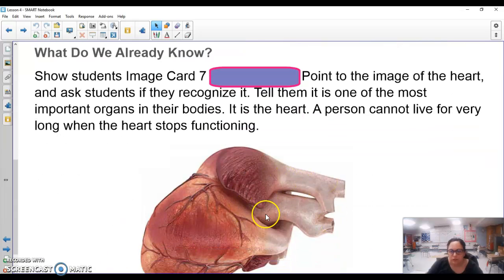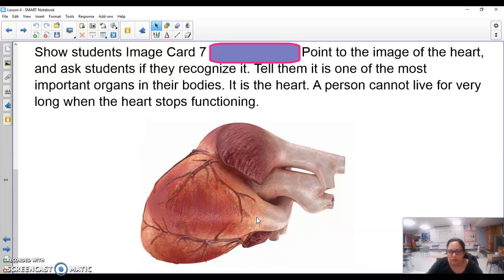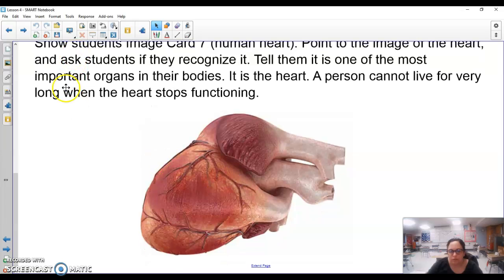Look at this picture. Do you recognize what this is? This is one of the most important organs in your body. It is your heart. A person cannot live for very long when the heart stops functioning.